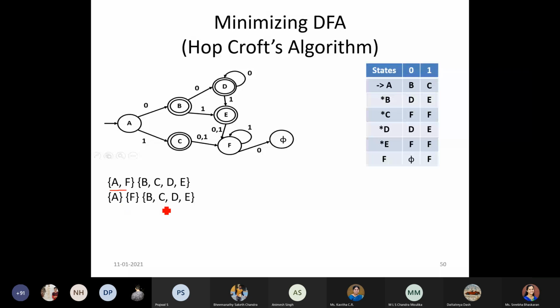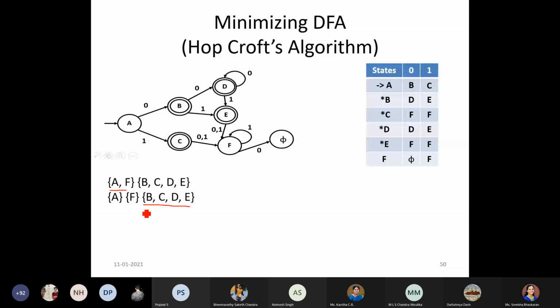Now when we go to the next iteration, we pick one group. A is a single state, so we don't have to check anything. In the next iteration, we pick the next group, which is F. We don't have to iterate anywhere because it's a single state. Now in the next iteration, we pick the next category, that is B, C, D, E. Now we have to check whether B, C, D, E will go together.